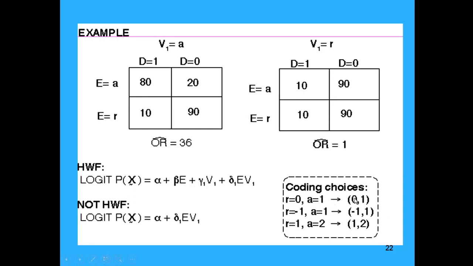And I could decide to code my E and V variables as either 0, 1 or minus 1, 1, or 1, 2. Those are different codings I could have. Or anything, I could have 0 and 100, something like that. Now let me show you what happens.